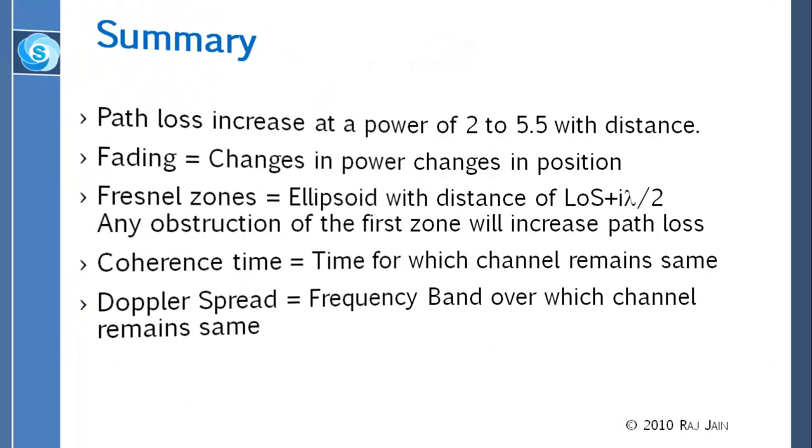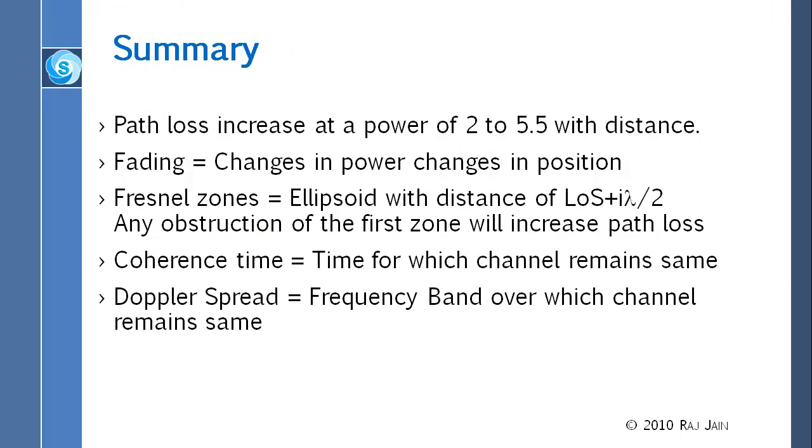Alright, that brings us to the end of this lecture, and we have introduced many, many terms here. First of all, we summarize that the path loss exponent could be anywhere from 2 to 5.5. It is 2 where? Very close to the transmitter, up to the breakpoint. After that, it changes, and typically it could be 4, a number that simply came out of the 2-ray model, but it could be anywhere from 3.5 to 5.5.